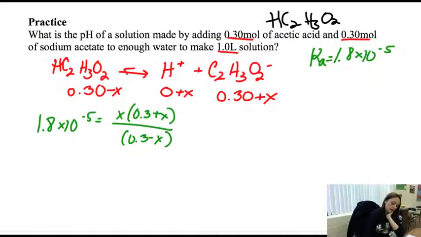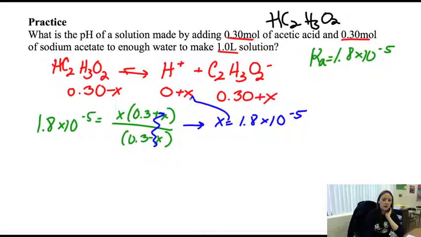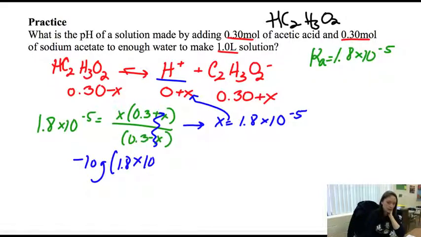And again, we're looking at these small Ka's, so I can just disregard these plus x's. And I'm really going to end up with then my 0.3's canceling. So really, my x is 1.8 times 10 to the negative fifth. And that is my H plus concentration. So that means that I can just take the negative log of 1.8 times 10 to the negative fifth. Just going to do my pH, which is going to be 4.74.